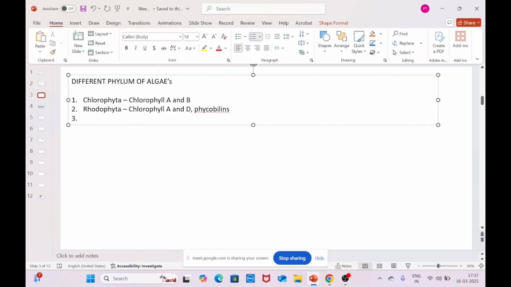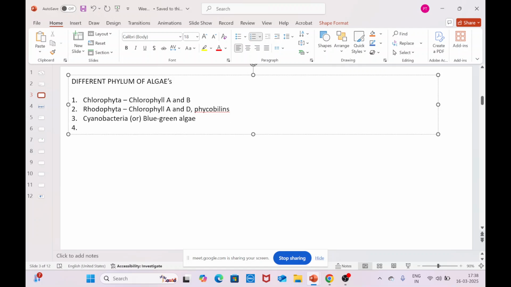After that we have cyanobacteria, or you can say blue green algae. So they are also algae, but they are called bacteria. The reason is that they use sunlight for their lipid production.